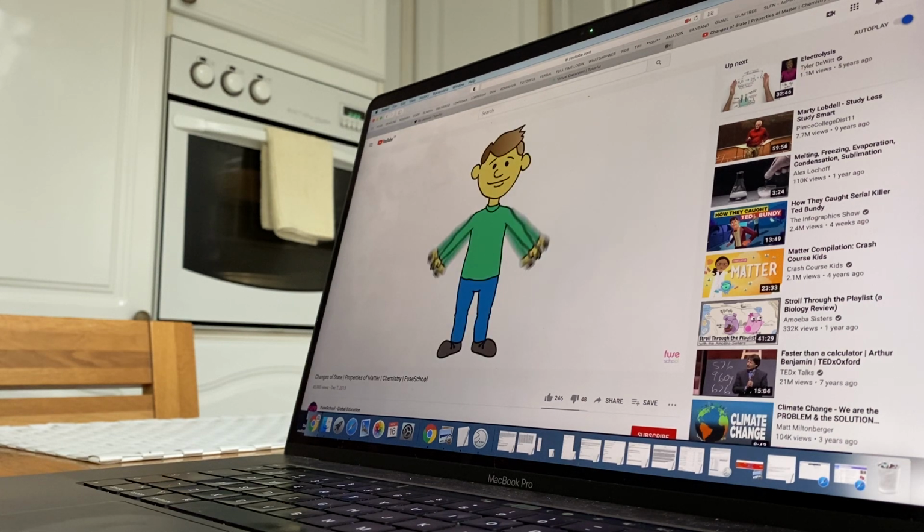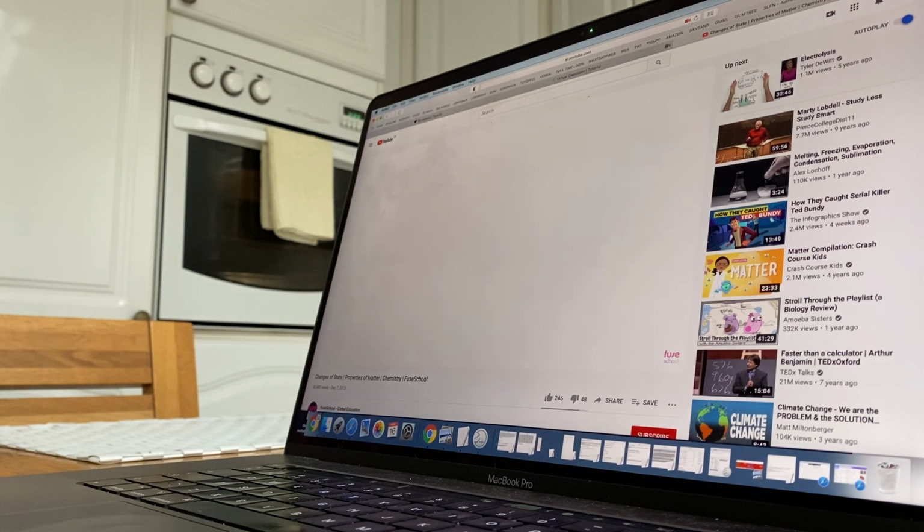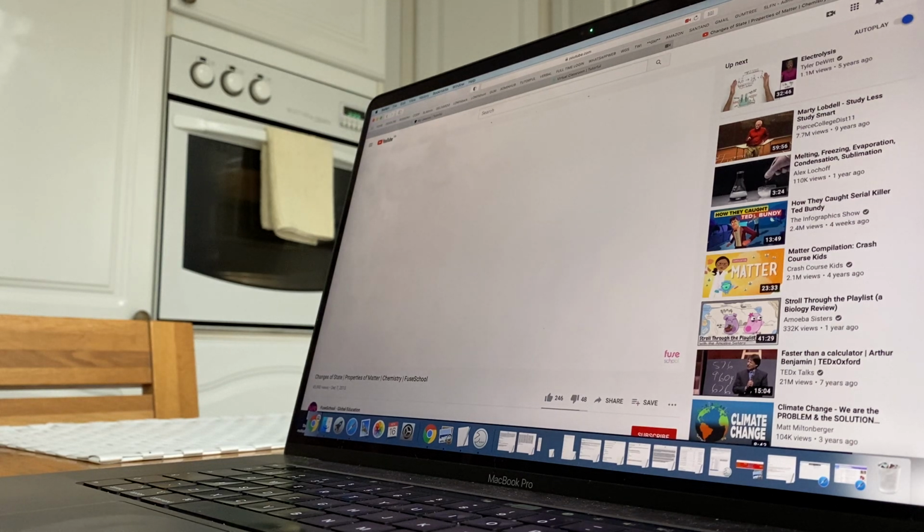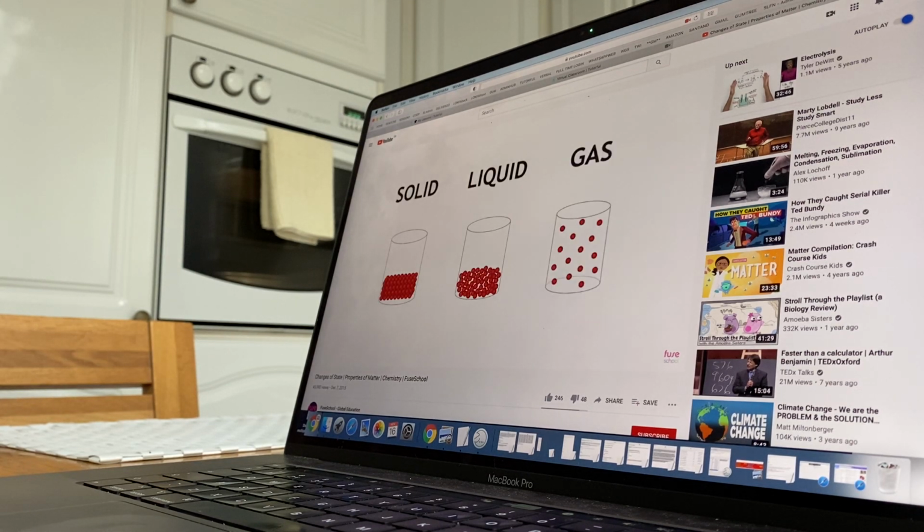Try moving your arms and hands quickly around you. What do you feel? This is a mixture of gases called air. You cannot see gases, but you can see their effects. Materials of all types can be changed into solids, liquids or gases by changing their temperature.